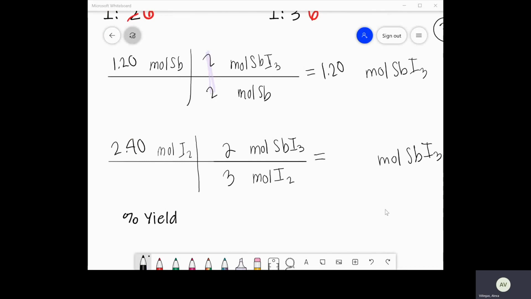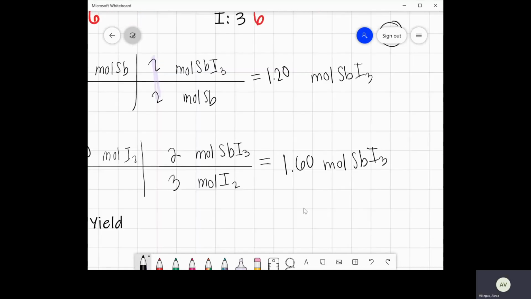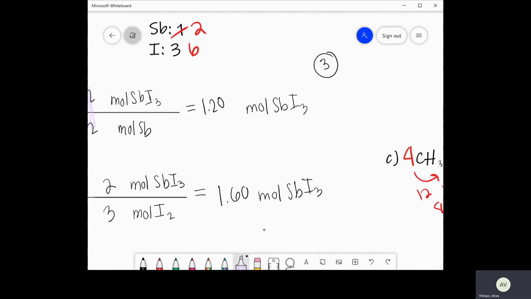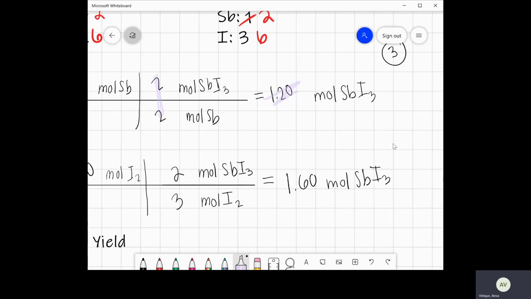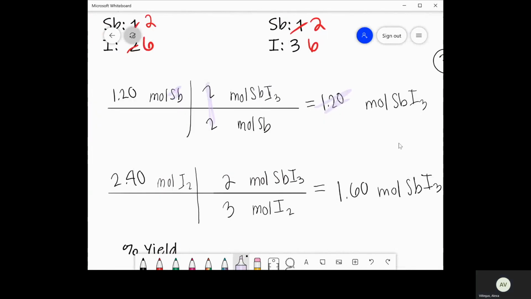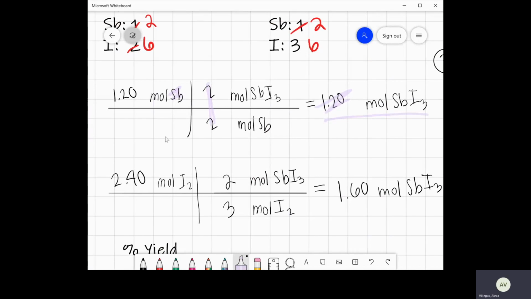And calculating that across, the most iodide can make in this scenario is 1.6 moles of product. And step 3, we compare the two, and this one is smaller. So that means that clearly antimony is your limiting reagent. And from here, you would calculate this into moles, moles to grams for your theoretical yield. So we go over here.